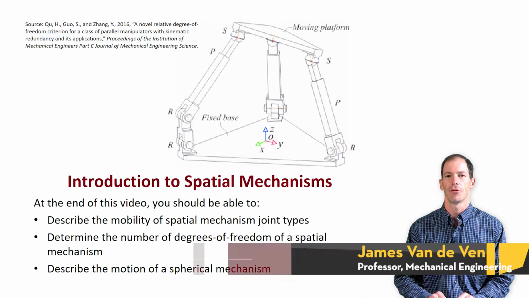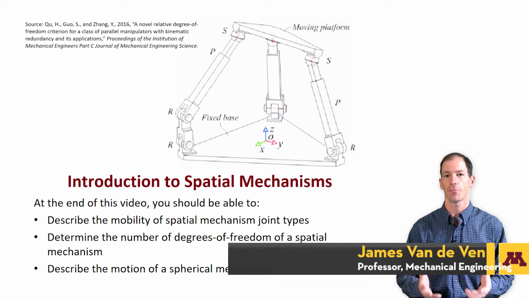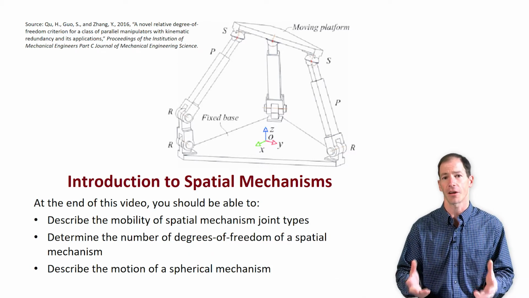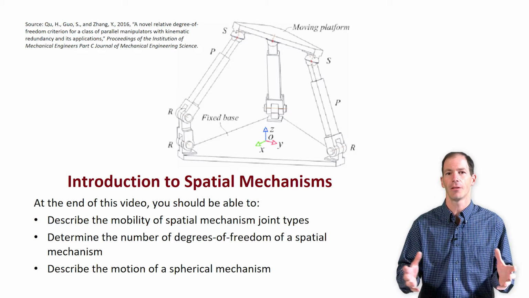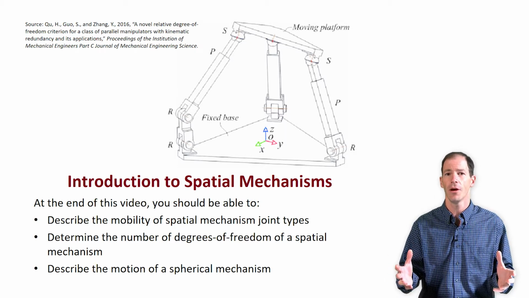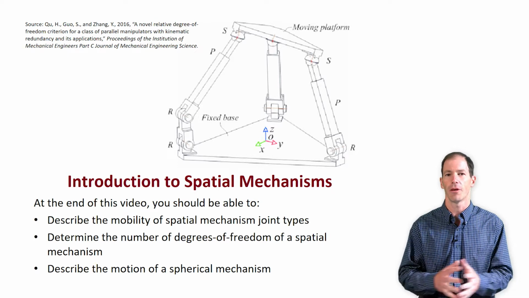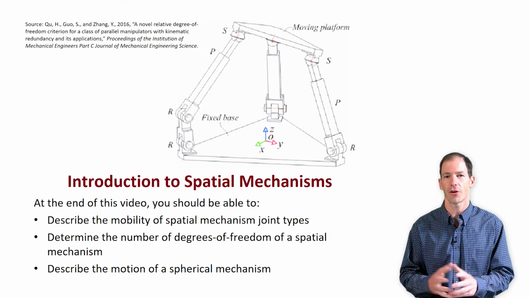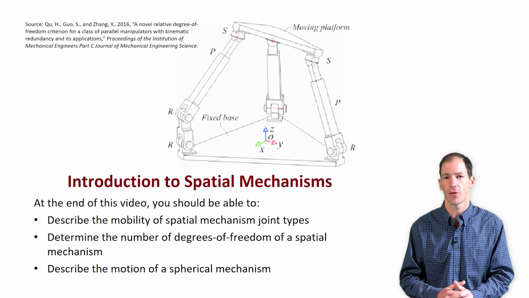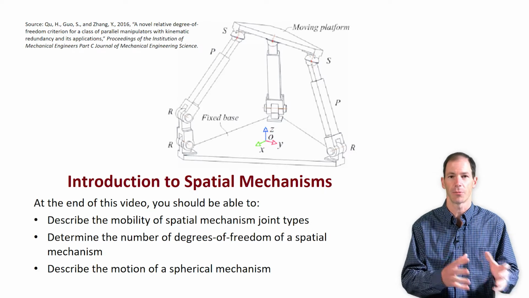So thus far in class, we've been talking about planar mechanisms, which are a special form of spatial mechanisms. So now let's take a step back and look at spatial mechanisms more generally. We'll talk about some ways that we can define the mobility of these, and then start to look a little bit more specifically at spherical mechanisms, which are, again, a specific type.